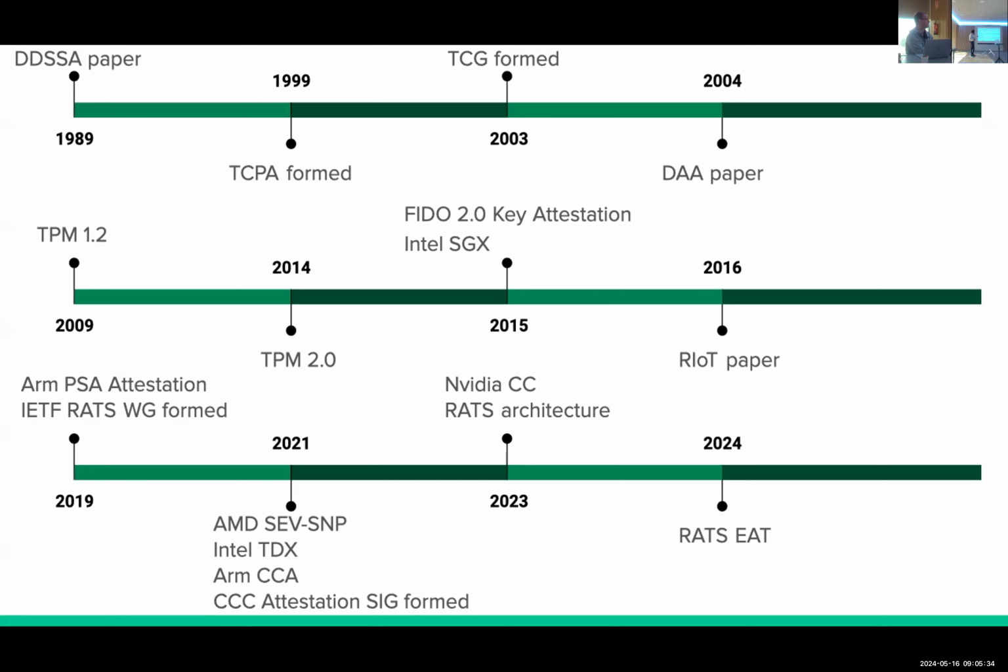It also continues: the IETF RATS working group was formed. Now we see an era of VM-based trusted execution environments like AMD SEV-SNP, Intel TDX, ARM CCA, and the attestation SIG was also formed, which completely focuses on the attestation side. The RATS architecture was standardized in 2023, and CPU-GPU accelerated confidential computing, which I described on the previous slide, also came from NVIDIA in 2023. And finally, the RATS EAT format is going to be standardized this year, hopefully.